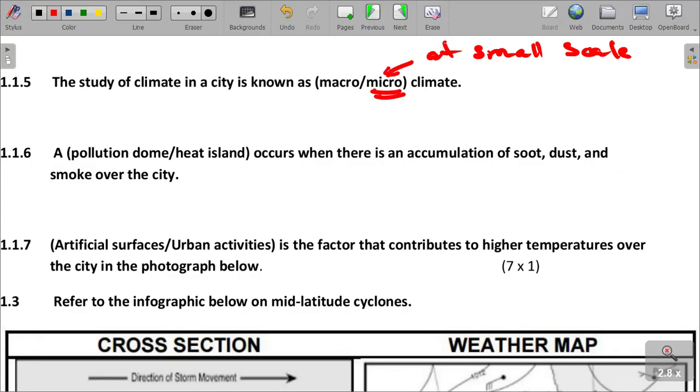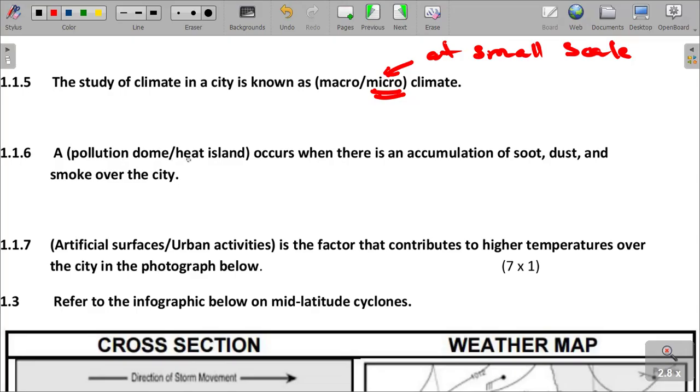Macro is when we are studying and analyzing something at a large scale, at a global level. Therefore, we say macroclimate. We can talk about the South African climate, or the Southern African climate. We can talk about various regions that we can define as macro. So micro is at a small scale.